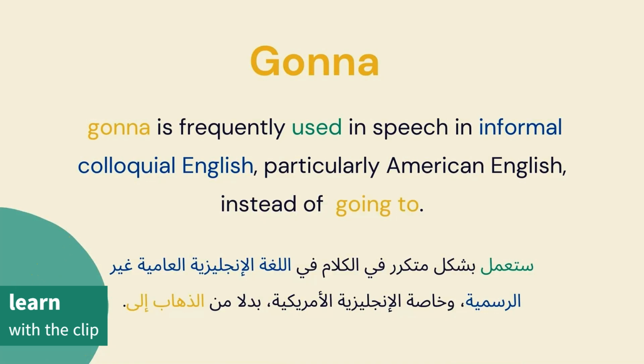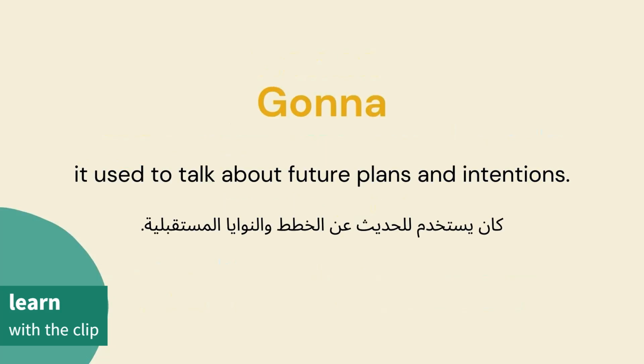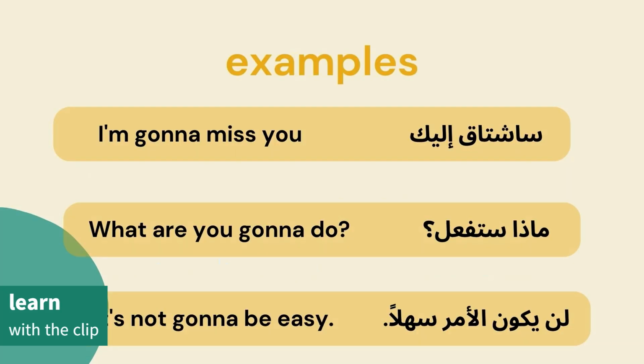Gonna. Gonna is frequently used in speech in informal colloquial English, particularly American English, instead of going to. It used to talk about future plans and intentions. Examples: I'm gonna miss you. What are you gonna do? It's not gonna be easy.